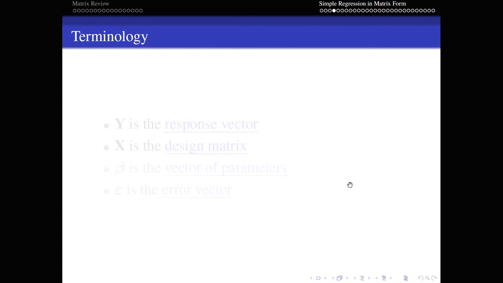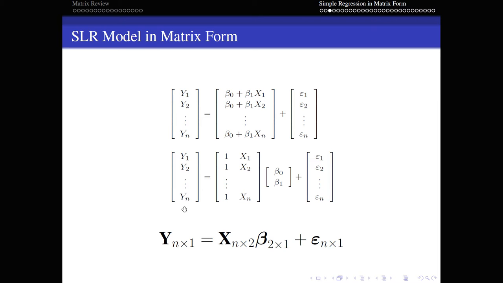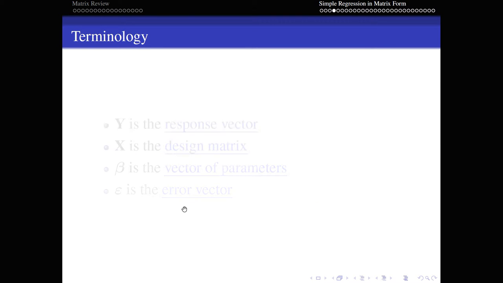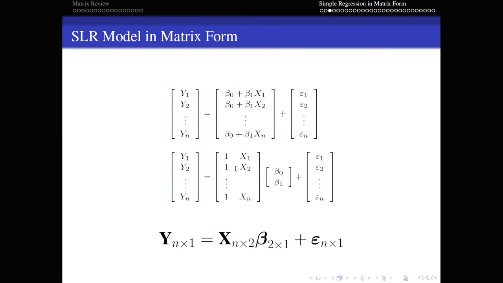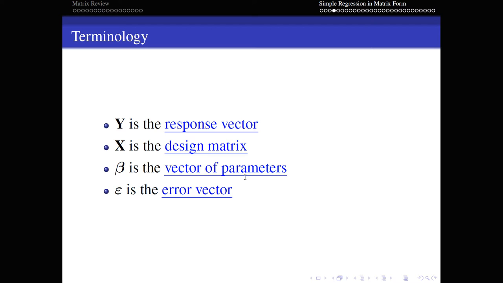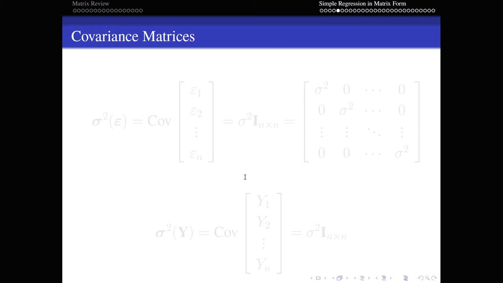Now, y is the response vector. This is the vector of all of the different responses that we have. X is called the design matrix because this is where all of our independent variable information is located. We have 1, which indicates that we have a constant intercept for each individual, and then we have our independent variable, which can change for each individual. Beta, the bold beta, is the vector of the parameters that we're going to be estimating, in this case, beta 0 and beta 1. And then the bold epsilon is the error vector, the vector of all of the different errors in the theoretical model.